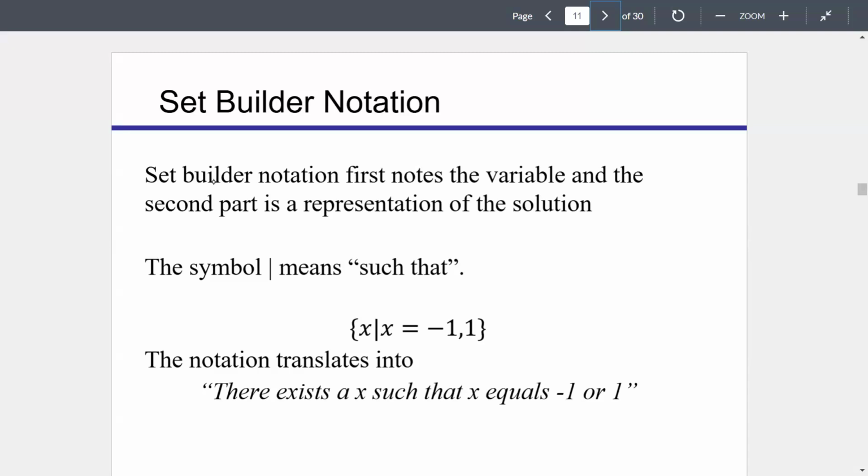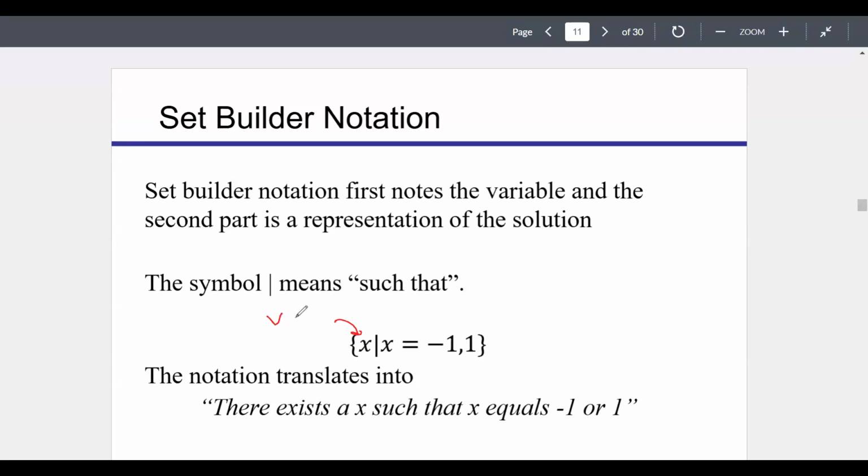Set builder notation first names the variable in the first part. That is what this part is telling me. It's what my variable is. My variable is going to be an x. So that is what I'm looking for solutions to, x. Then this bar here means such that.